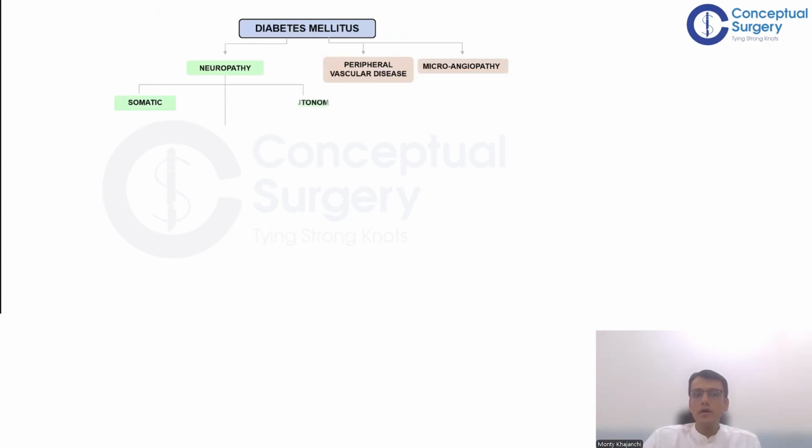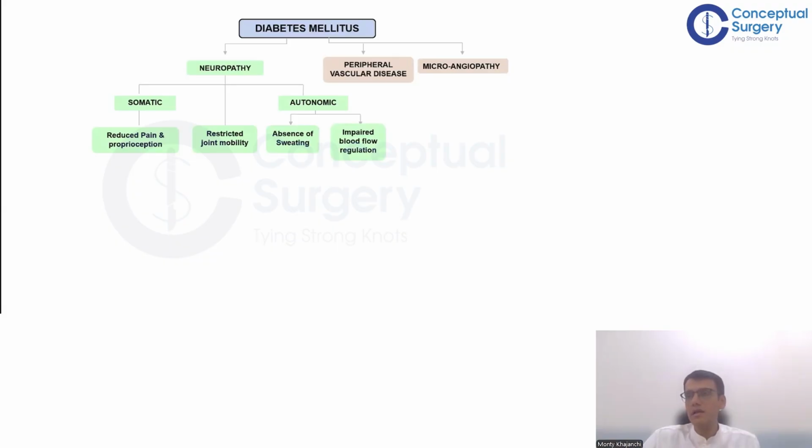So this is the pathway for getting a diabetic foot ulcer and infection. So neuropathy, peripheral vascular disease, and microangiopathy. Neuropathy, somatic and autonomic, reduces pain and proprioception, and restricts joint mobility. The autonomic has an absence of sweating as well as impaired blood flow regulation. So how much is the demand in the supply? That gets impaired if there is an autonomic failure or autonomic neuropathy. There is absent sweating, there is dryness, there is cracking of skin, so poor skin healing.